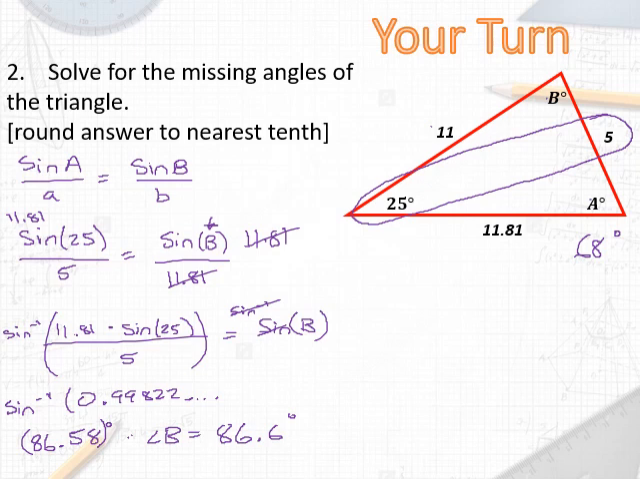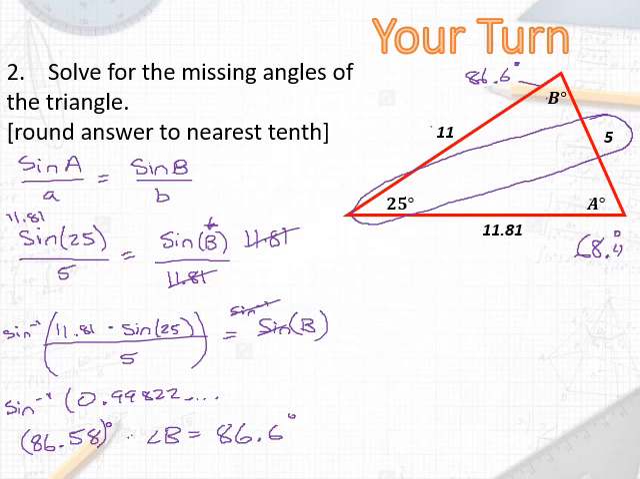So what I did was I said, I have 3 angles. I know angle B is 86.6 degrees, and I know 25 degrees. So if I take those away from 180, I'm left with 68.4 degrees. Just put that 0.4 in there. Which we're like, cool, that makes sense. But let's just check our work just in case we made a mistake.